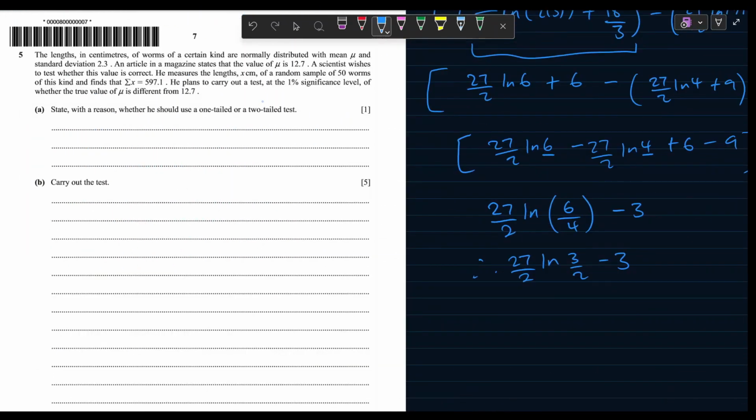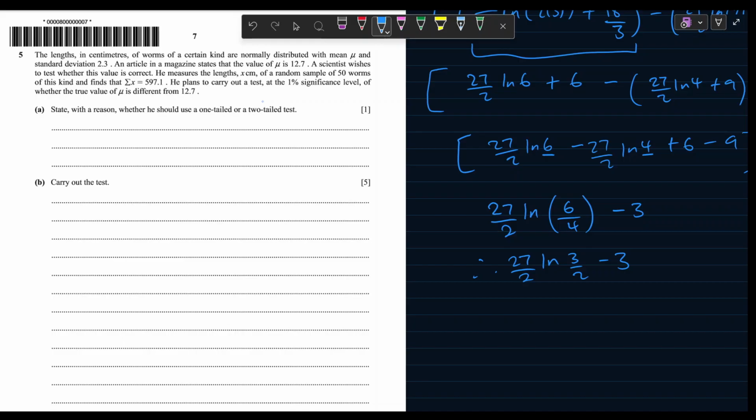Yes. Number 5. The lengths in centimeters of worms of a certain kind are normally distributed with mean mu and standard deviation 2.3. An article in a magazine states that the value of mu is 12.7. A scientist wishes to test whether this value is correct. He measures the length, x centimeters, of a random sample of 50 worms of this kind and finds that the summation of x is 597.1. He plans to carry out a test at the 1% significance level of whether the true value of mu is different from 12.7. Part A. State with a reason whether he should use a one-tailed or a two-tailed test.